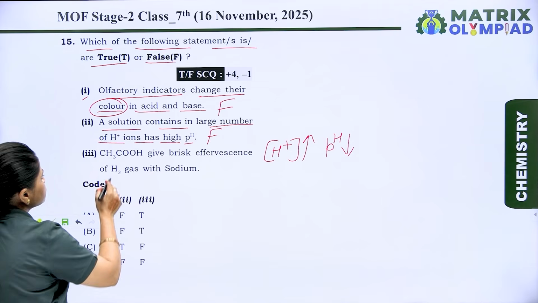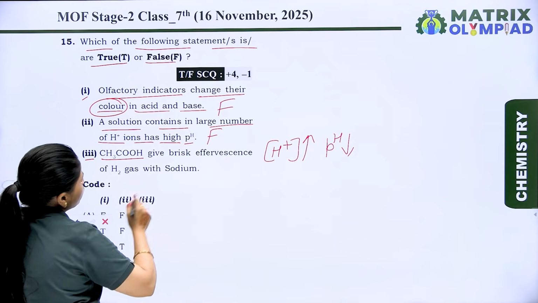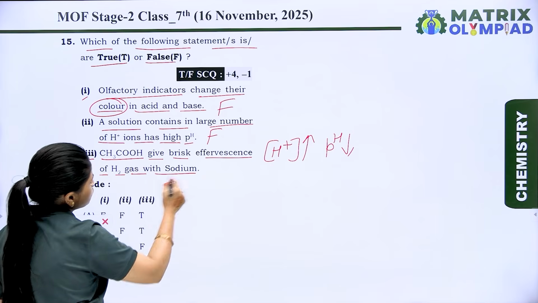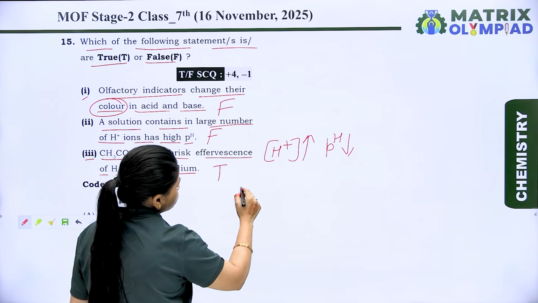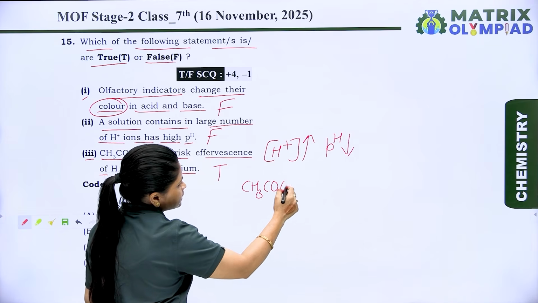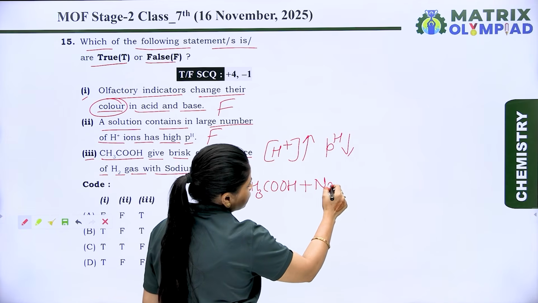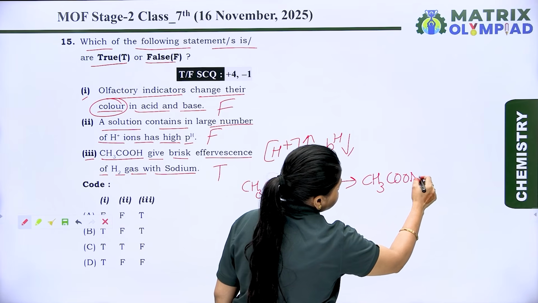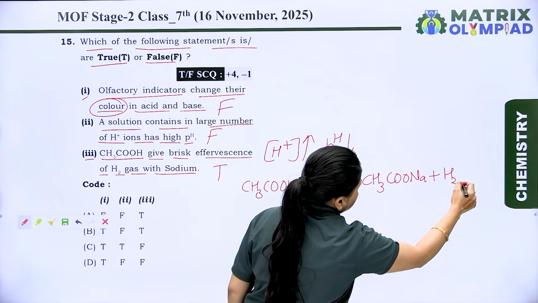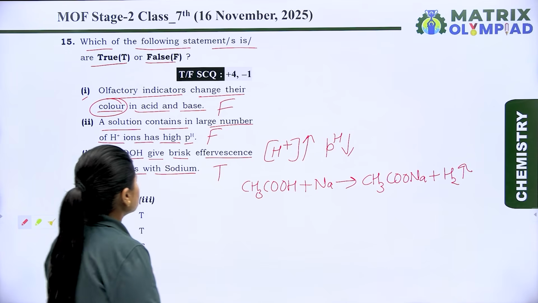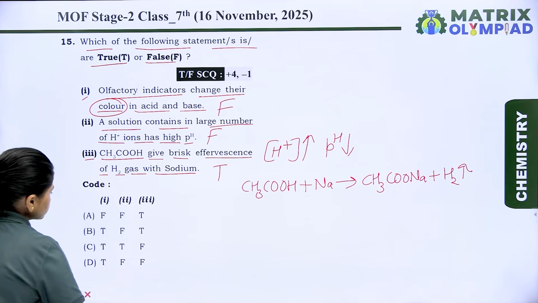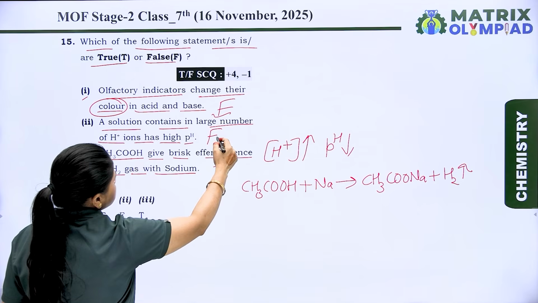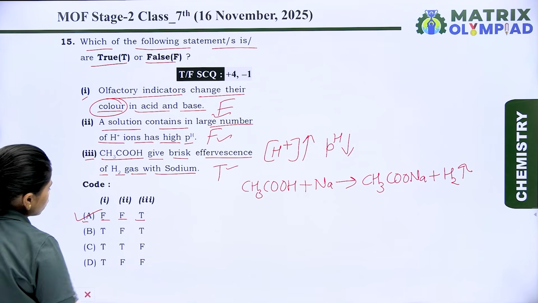So this is false. Third, CH3COOH gives brisk effervescence of H2 gas with sodium. Yes, this is true, as we know that acetic acid, when reacted with a metal, produces sodium acetate and evolves hydrogen gas. So this is true. Now the options are, option A, false, false, true. Yes, false, false, true, this is the correct option.